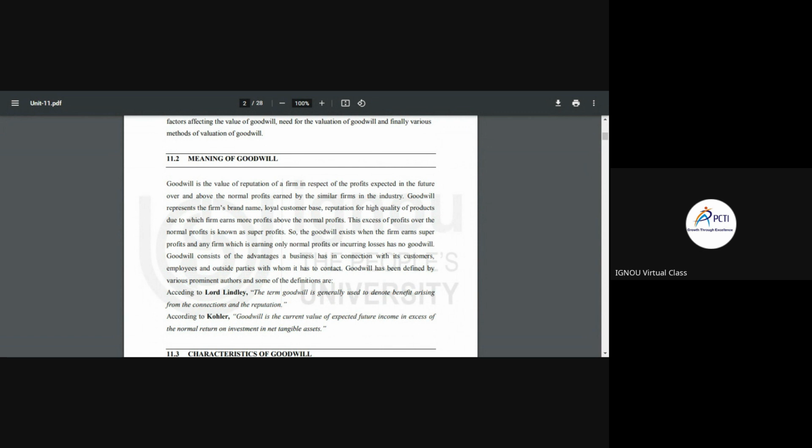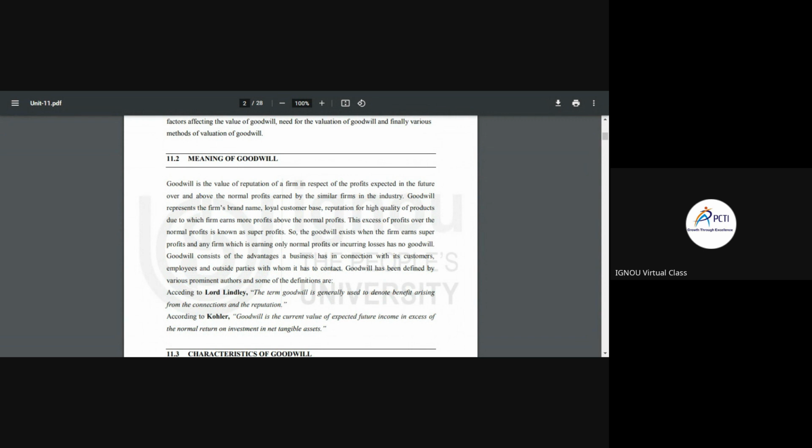First of all, goodwill is the value of reputation of a particular firm in respect of the profit which is expected in the future over and above the normal profit earned by the similar firm in the industry. Goodwill also represents the firm's brand name, loyal customer base, reputation for high quality of products, due to which the firm earns more profits above the normal profit.